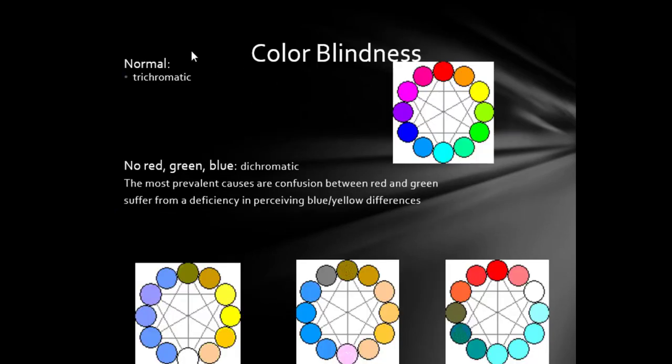Color blindness: normal, trichromatic, no red, green, blue, dichromatic. The most prevalent cause is confusion between red and green. Some suffer from a deficiency in perceiving blue yellow differences.